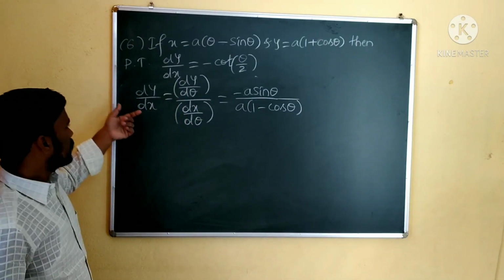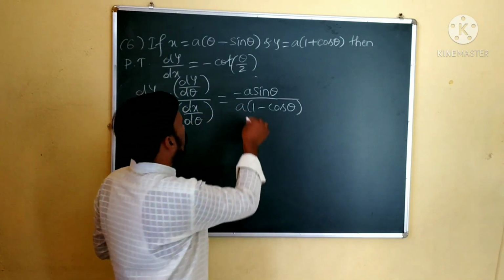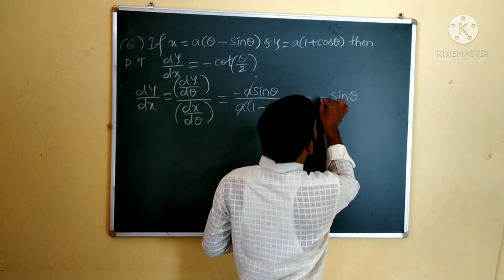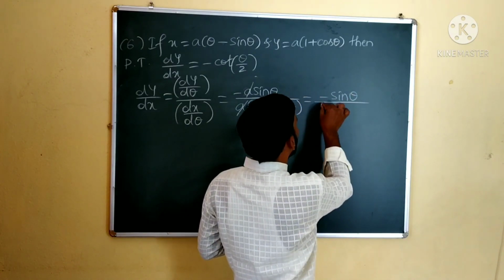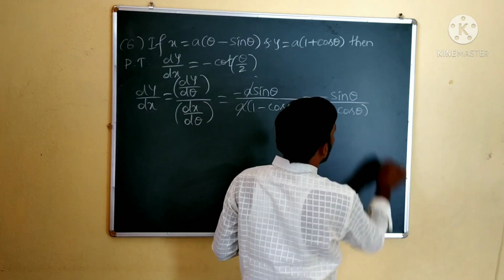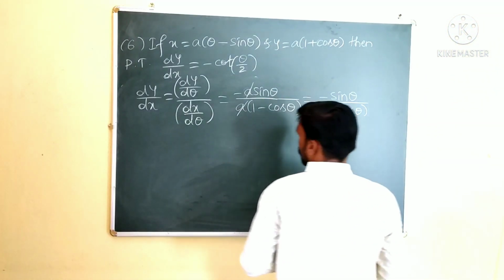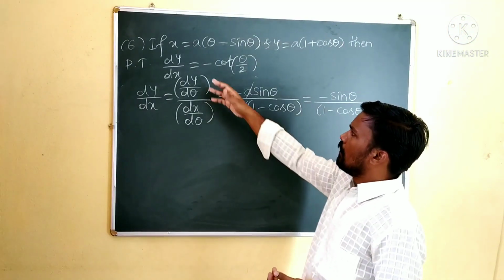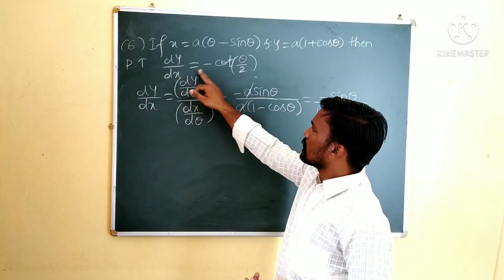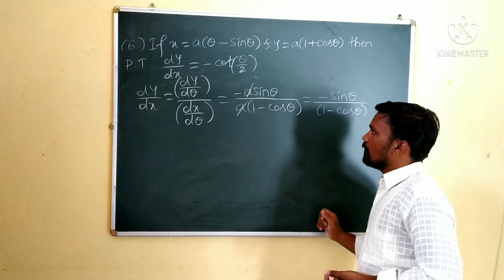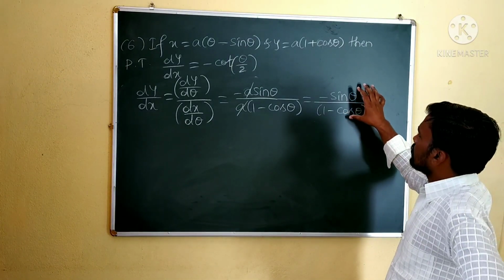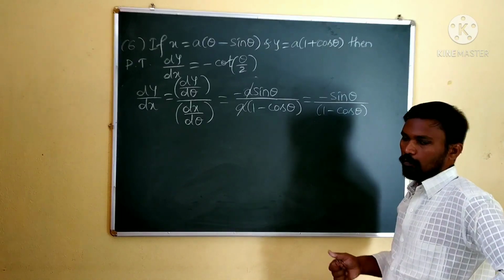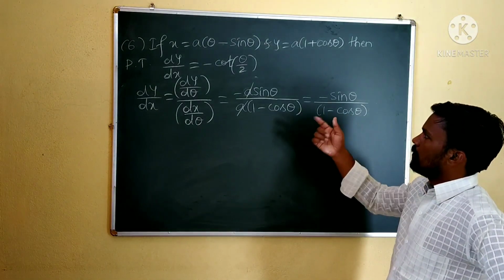This is what dy by dx is. dy by dx is equal to, we got here, I can cancel this a, minus sin theta divided by 1 minus cos theta. This is the derivative of the given parametric equations. But look at the proof here. It is asked to prove that dy by dx is equal to minus cot of theta by 2. For that, we have to simplify this expression, minus sin theta by 1 minus cos theta, using trigonometric formulas. Our answer should be minus cot of theta by 2.